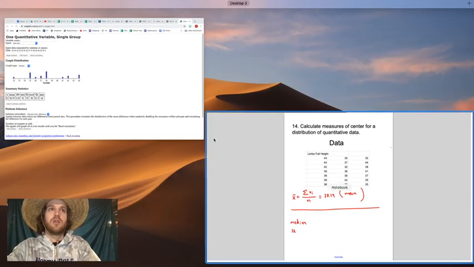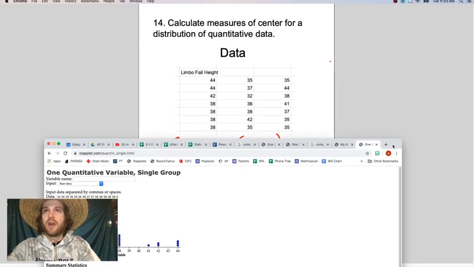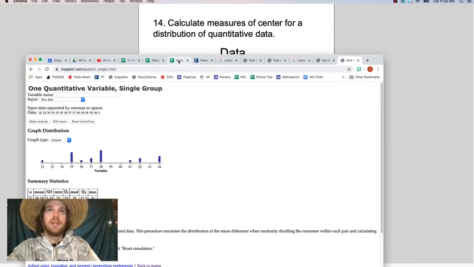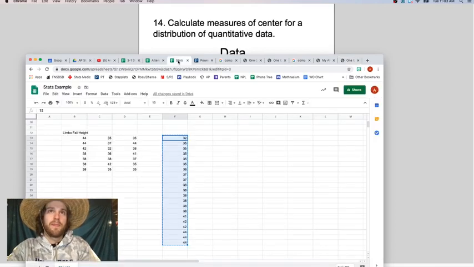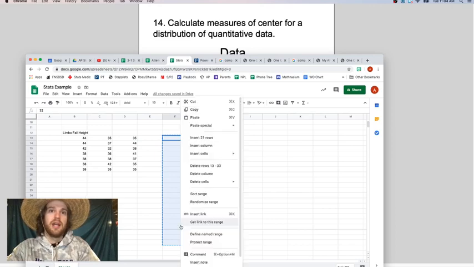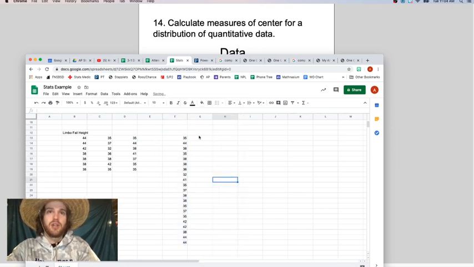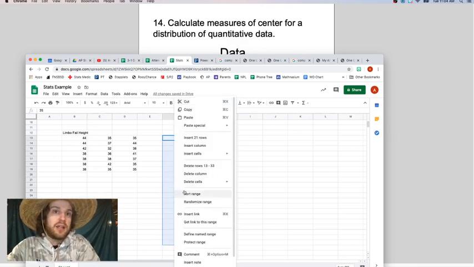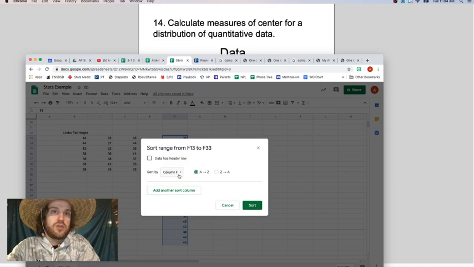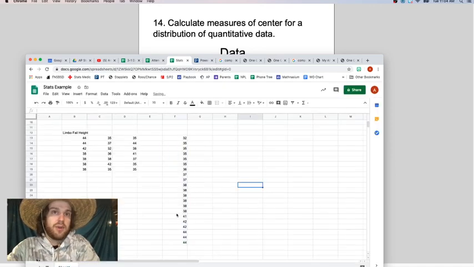Another thing that you can do here if you have Google Docs open, it's really handy. There is a sort range on your TI that is available. You can also select the range. These are the same numbers for the limbo fail height. I'm going to scroll down and copy, and then right click, and you can sort and then choose from low to high, and it'll automatically put them in ascending order.